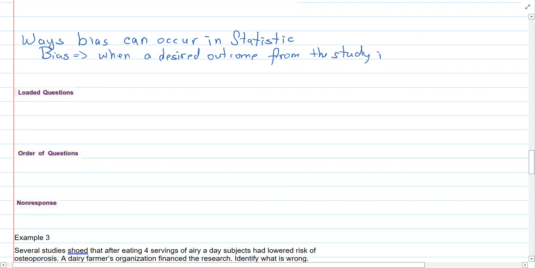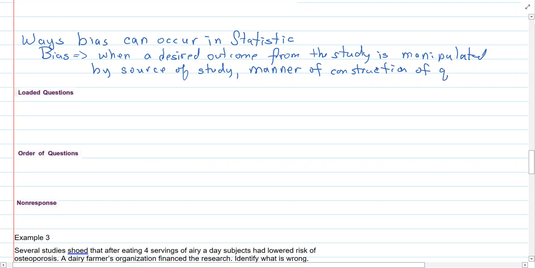From the study is manipulated by source of study, manner of questions, and participation by respondents. Study.